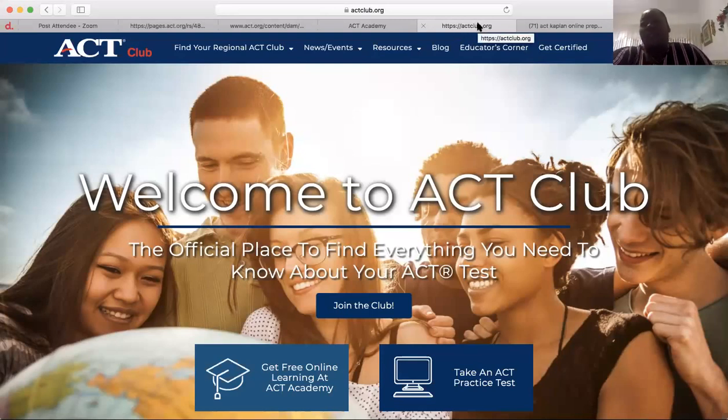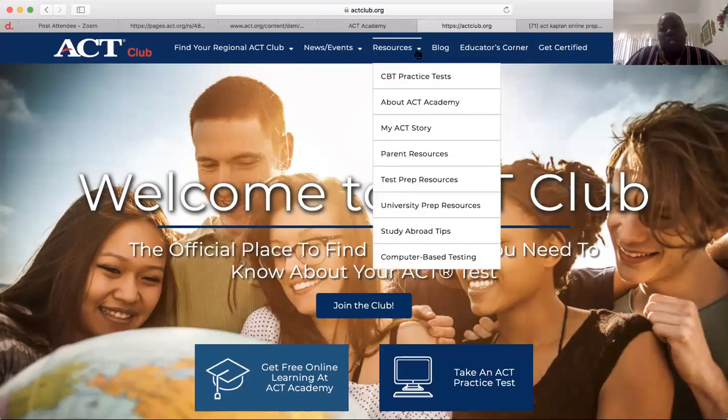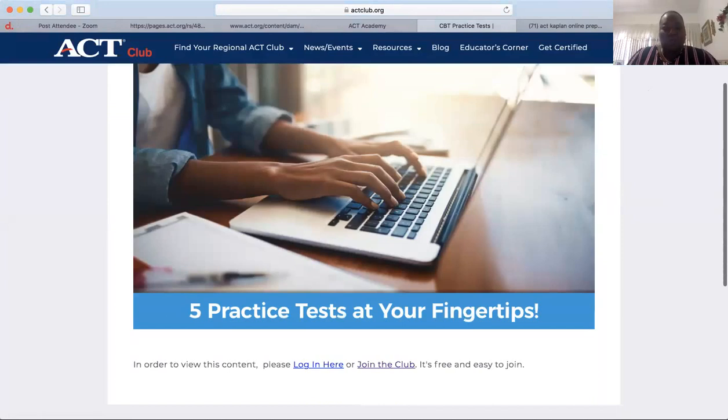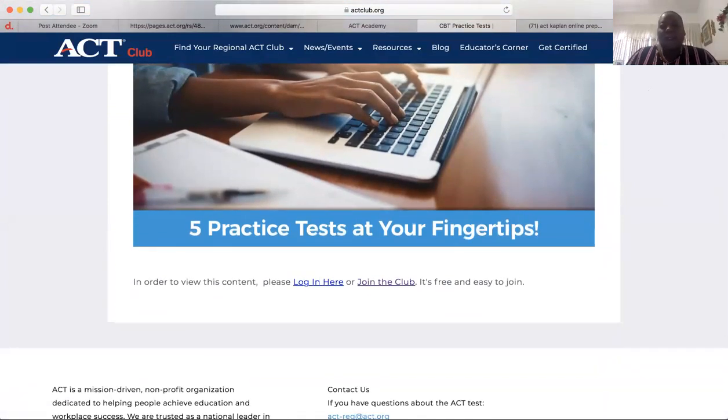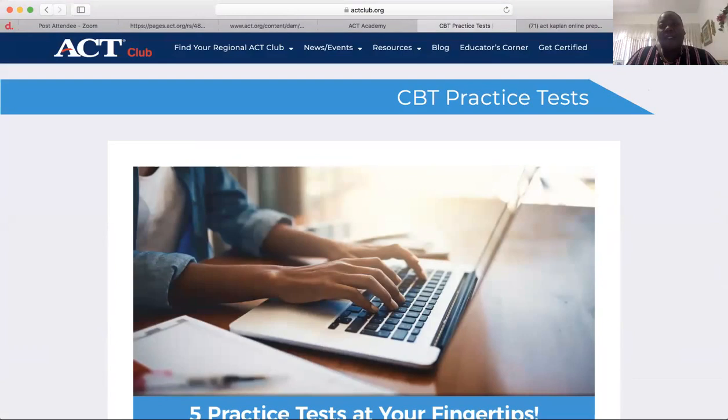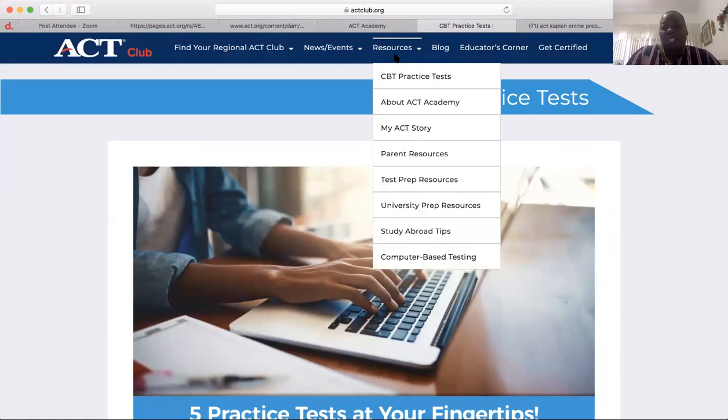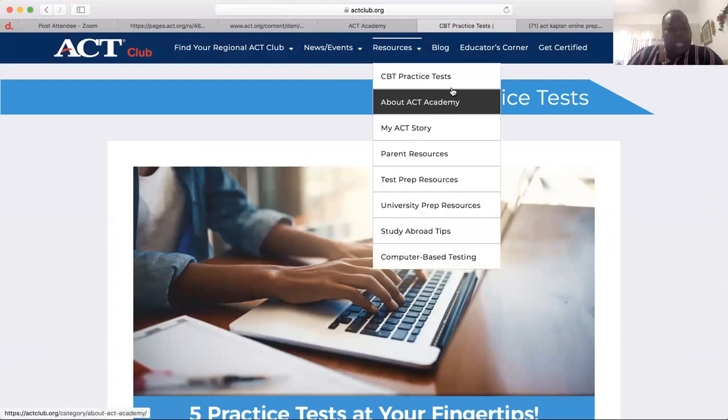actclub.org, and that will give you access to this page. It'll say, welcome to the ACT Club. You'll join the club, and once you've joined the club, you will navigate up under resources to CBT practice tests, and then you would have access. It will be listed here at the bottom once you join the club, 5 timed and 5 untimed ACT subject tests. You'll get some information if you have questions about ACT Academy. This is a great resource, and then you'll see other university and test prep resources for the ACT exam.